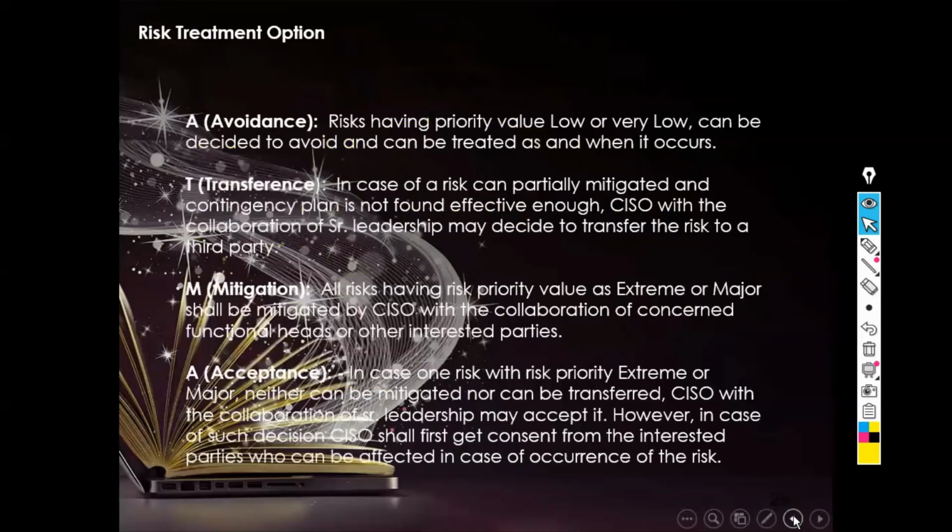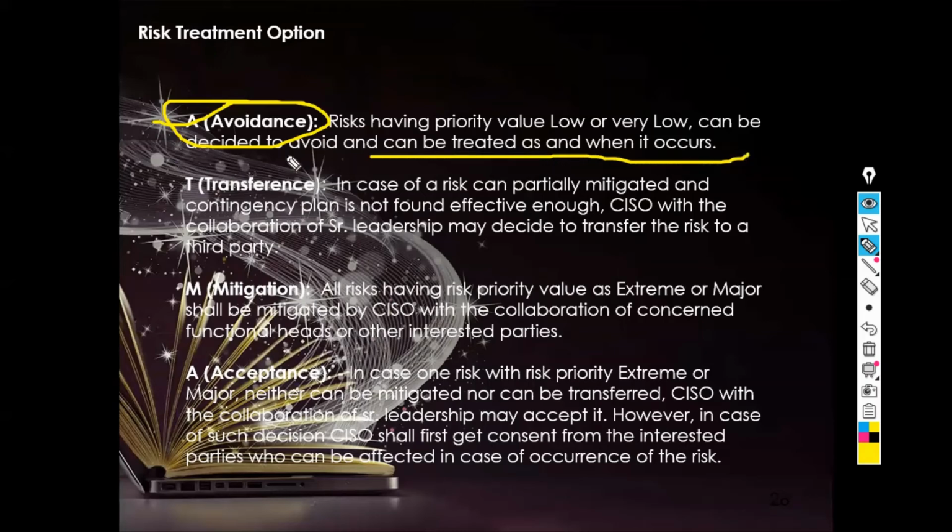So here we come to know what is the risk value, what are the risks we do have within our system. Now we have identified our risk, that these are the risk values we do have. Now what are the risk treatment options we do have? The risk treatment option would be your ATMA. You can call it the short form, ATMA. The first thing is that we can avoid the risk. A is risk avoidance. Risk having priority value low or very low can be decided to avoid. This is called risk avoidance.